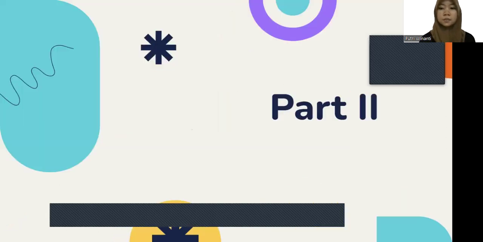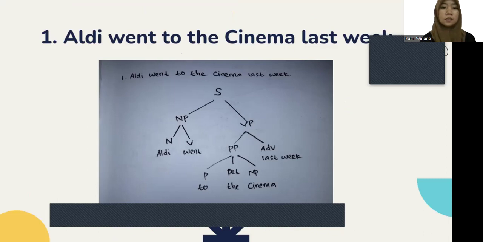And now we move to part 2. The first sentence is: Aldi went to the cinema last week. The top level component of the structure represents the whole sentence. The noun phrase is the subject of the sentence, and the noun is Aldi, and the verb is went, and the verb phrase is the predicate of the sentence, which includes the verb and any objects or complements.